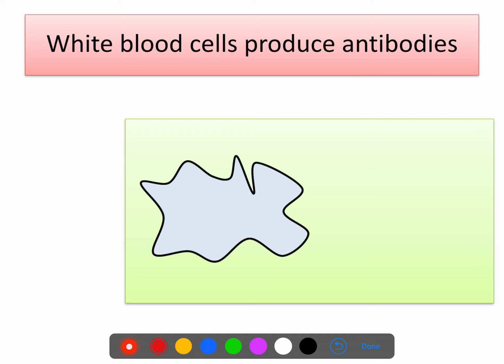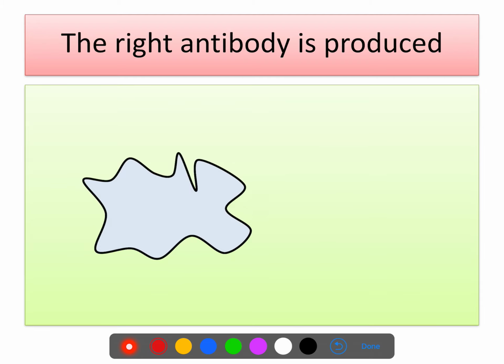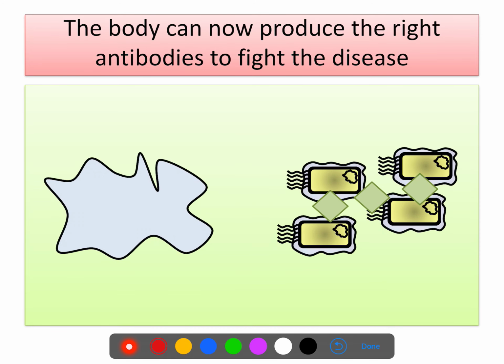The white blood cells produce antibodies, as we've just spoken about. So these are our lymphocytes. They produce a range of antibodies. The right antibody is produced. We can see it increasing in number. The antibody, as we just learned, binds with the antigen on the surface of our pathogen, and the body can now produce the right antibodies, and it can start to fight the disease. Or it can fight off this pathogen and therefore fight the disease.